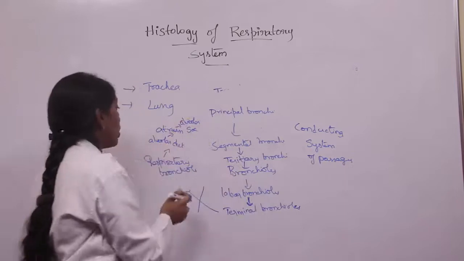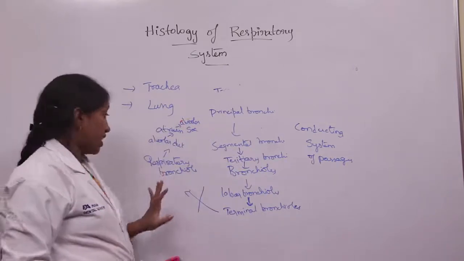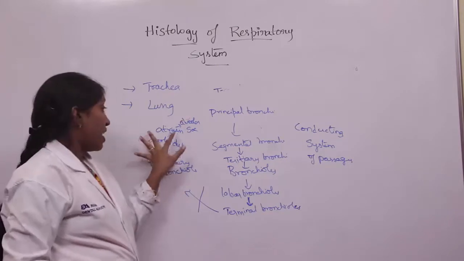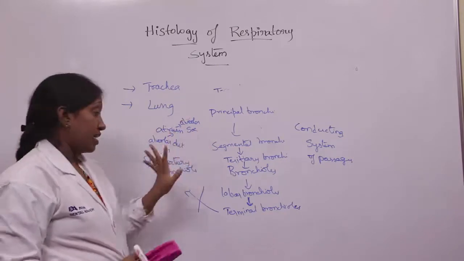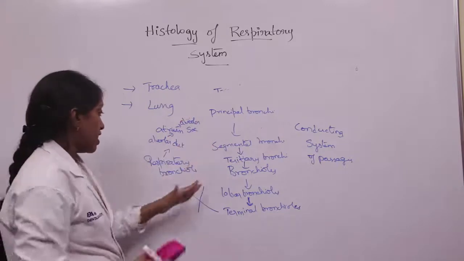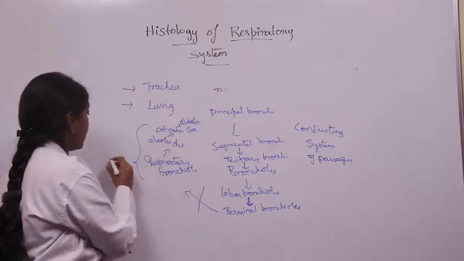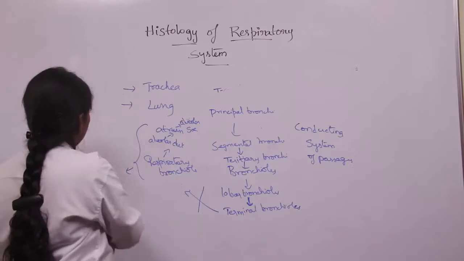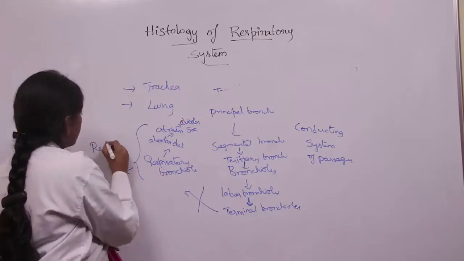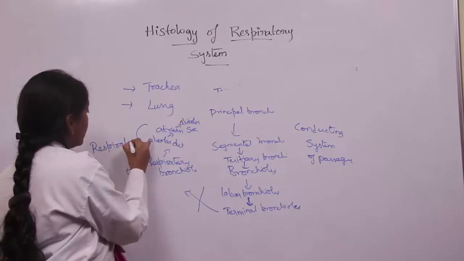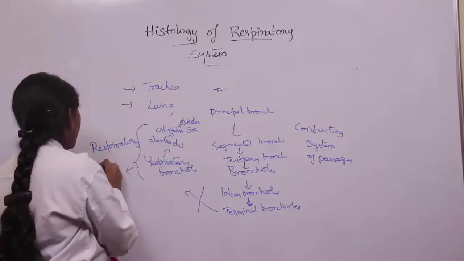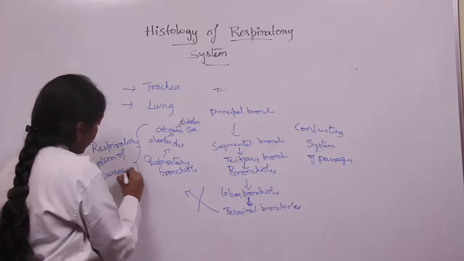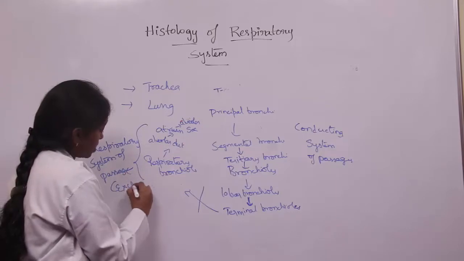From the respiratory bronchiole, what happens? The exchange of gases takes place, because the respiratory bronchioles further divide into alveolar ducts, alveolar atrium, and alveolar sac. Here exchange of gases takes place, and this part we call the respiratory system of passage, where exchange of gases takes place.